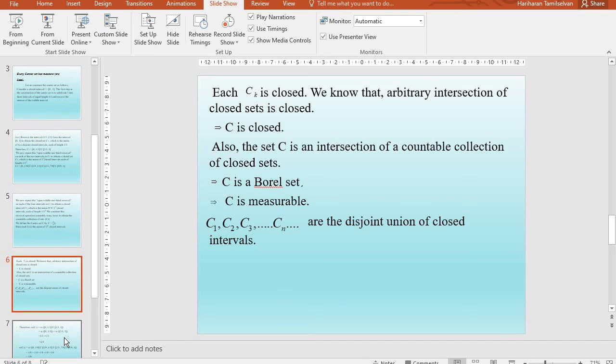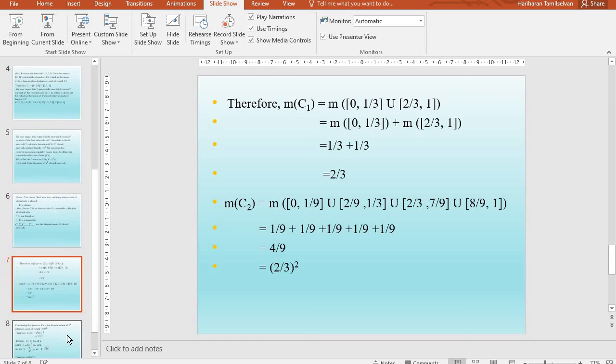Now, we are going to find its measure. C1, C2, etc. are all disjoint unions of closed intervals. Therefore, the measure of C1 is nothing but the measure of the closed interval [0, 1/3] plus the closed interval [2/3, 1]. The measure of an interval is nothing but its length. Therefore, since each interval is of length 1/3, the measure of C1 is 2/3. Similarly, the measure of C2 is the measure of these 4 closed intervals, each of length 1/9. Therefore, the measure of C2 is (2/3) squared.